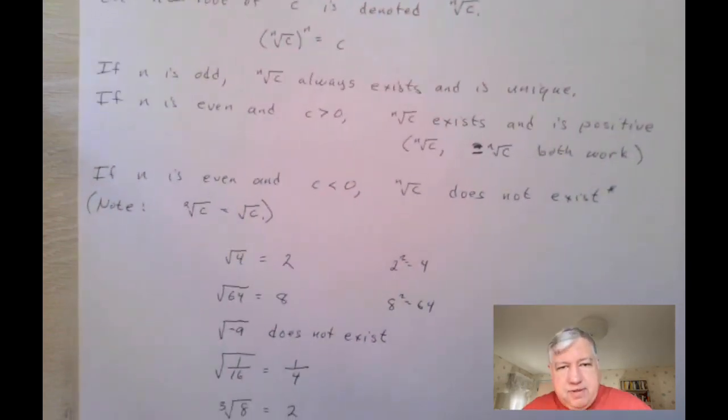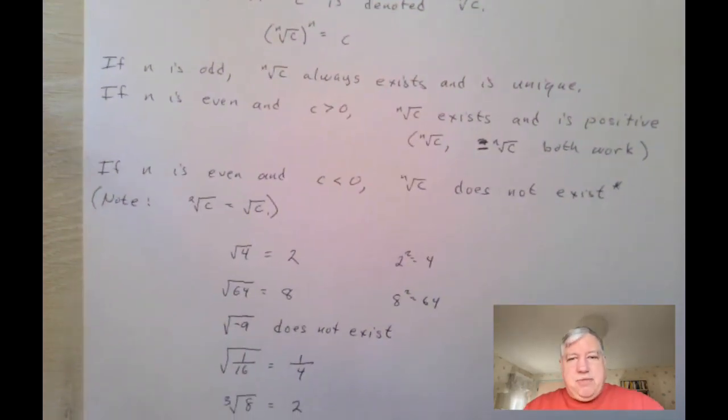If n is even and c is negative, then the nth root of c does not exist, or rather it does not exist as a real number. It exists in the complex numbers, but in this course we're going to be staying away from complex numbers, at least for now. So you can't take the square root of a negative number, or the 4th root or the 6th root or anything if n is even.